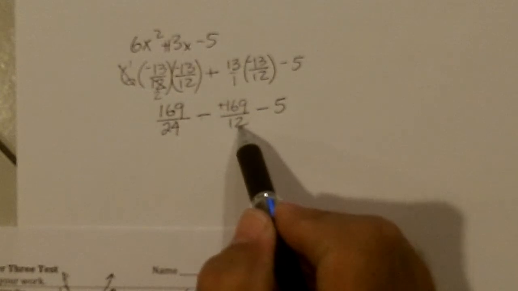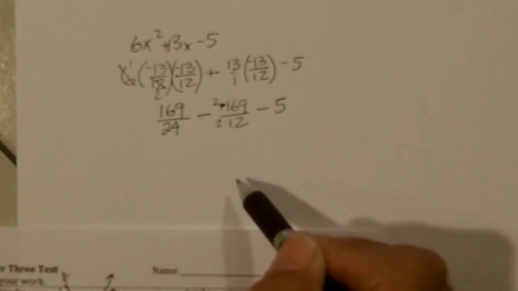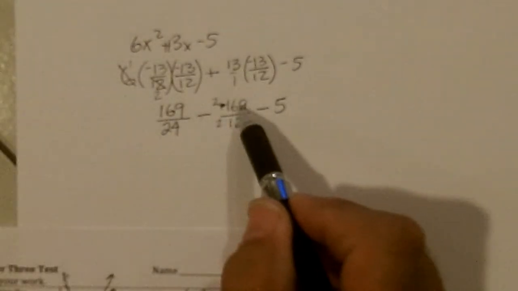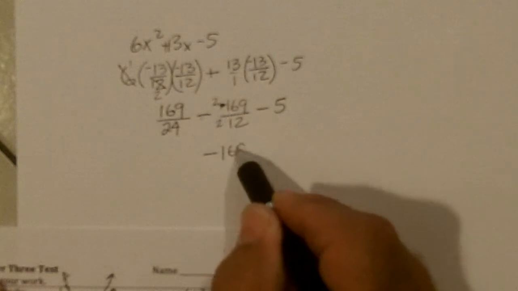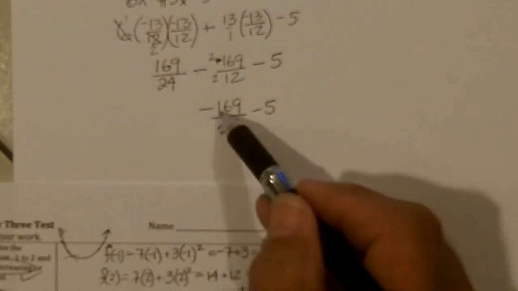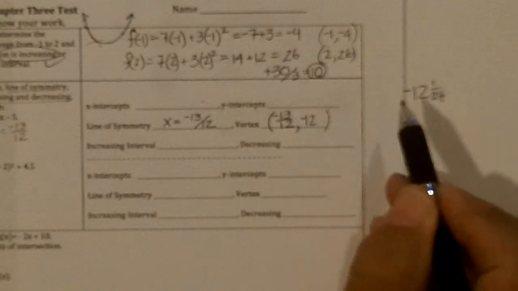Now, to make this in 24, I have to multiply numerator and denominator by 2 to get that common denominator so I can subtract these. So I have 169 minus 2 169s, which is a number minus 2 of them is just the minus of one of them, minus 169 over 24 minus 5. And 24 times 7 is 168, so this is equal to negative 7 and 1/24 minus 5, which is negative 12 and 1/24. So that's the other part of the vertex, the y-coordinate. Messy numbers there, 12 and 1/24.